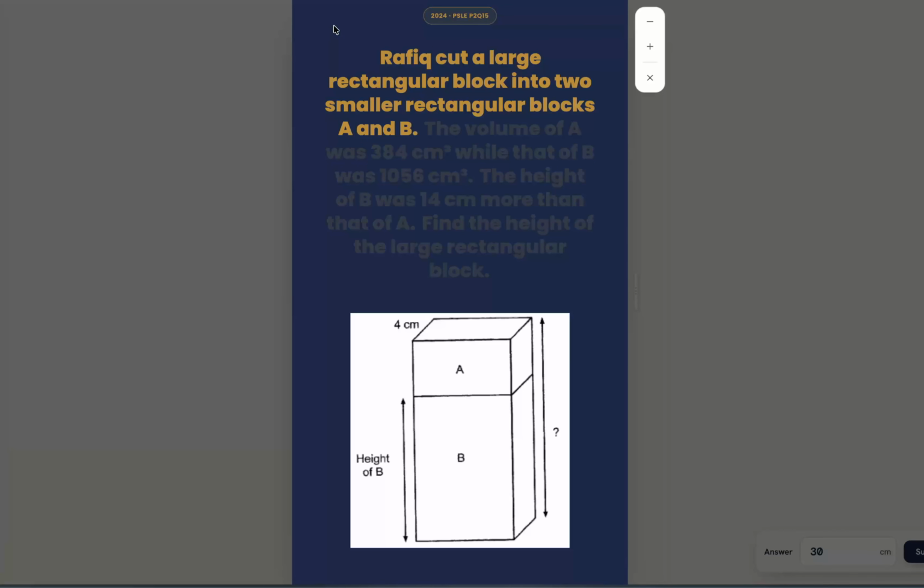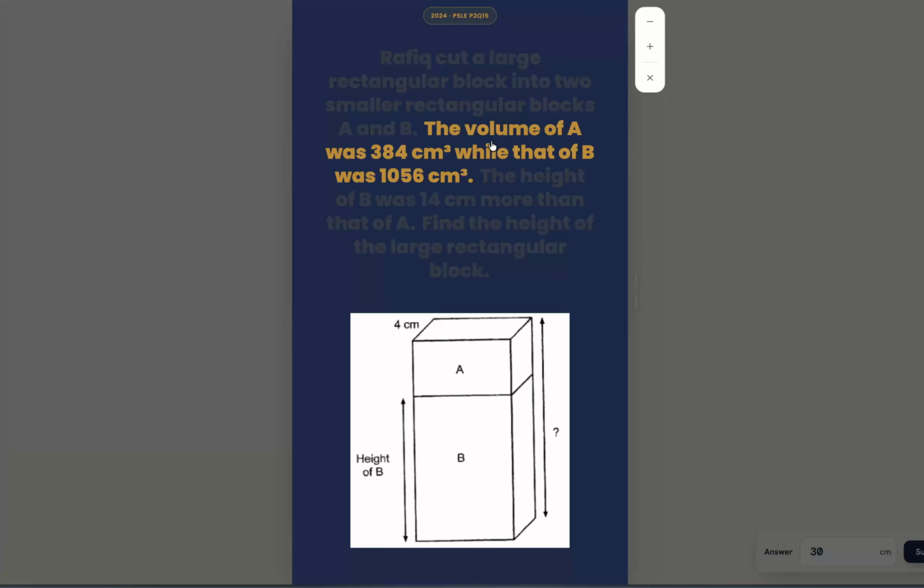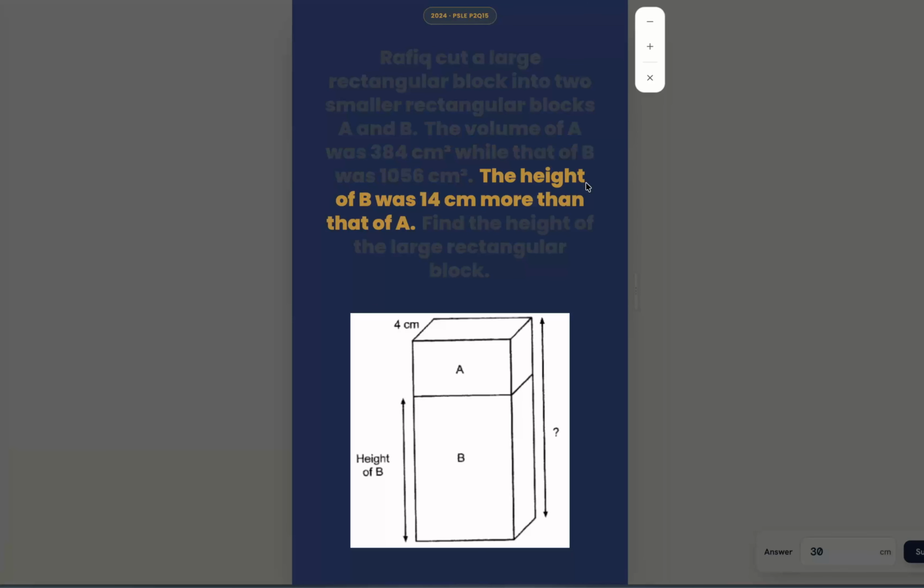Question 15. Rafiq cut a large rectangular block into two smaller rectangular blocks, A and B. The volume of A was 384 centimeter cube, while that of B was 1056 centimeter cube. The height of B was 14 centimeters more than that of A. Find the height of the large rectangular block.